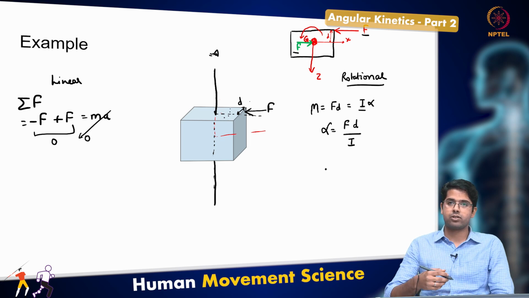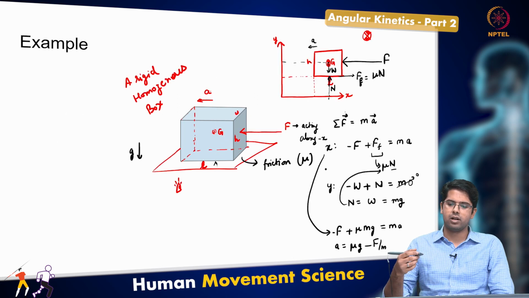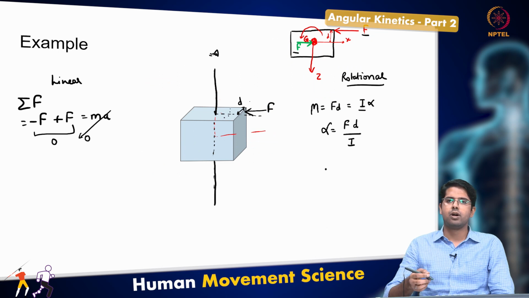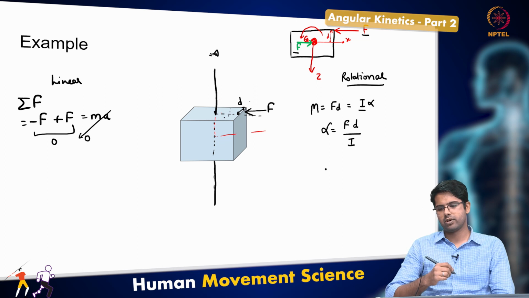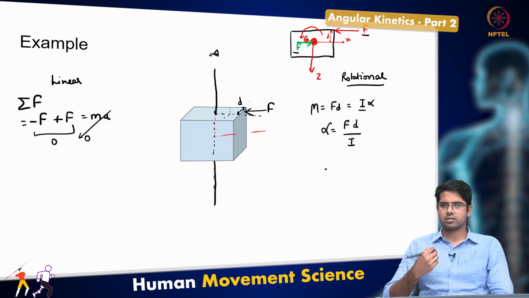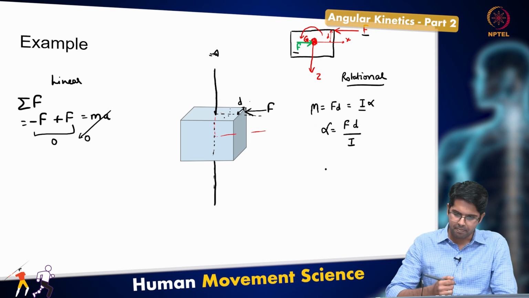So now we have gone through two separate examples, one for linear motion, right, and one for rotary motion, on how to use free body diagrams as a tool to write down the equations and analyze the system. Okay.